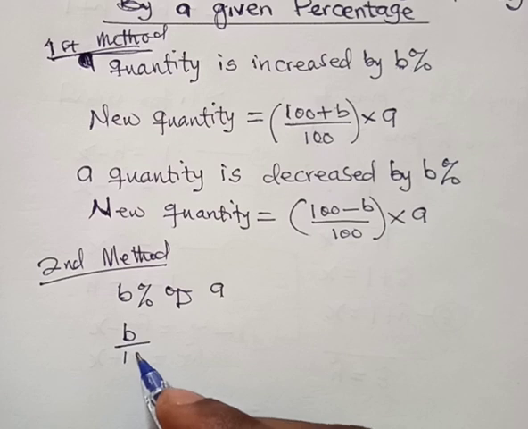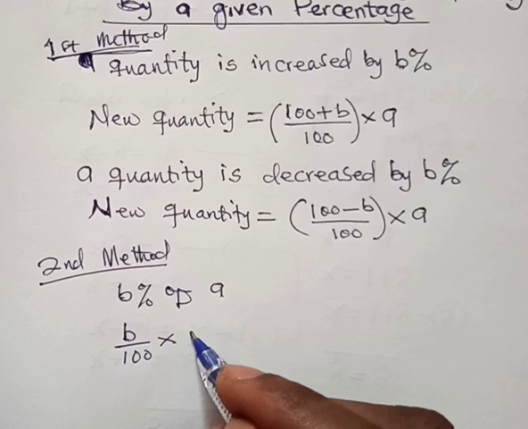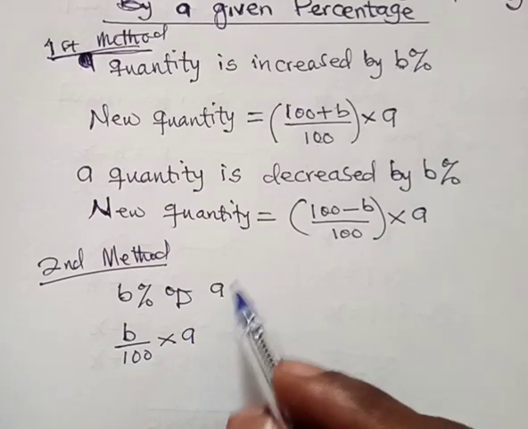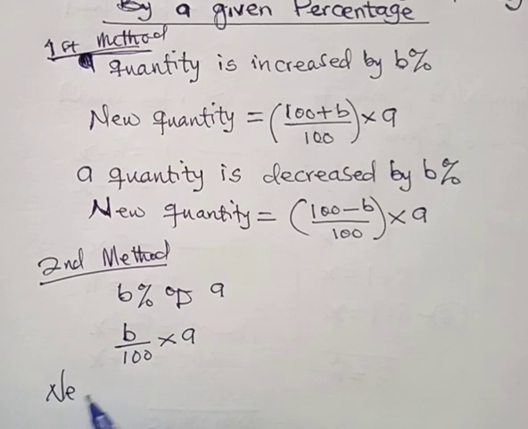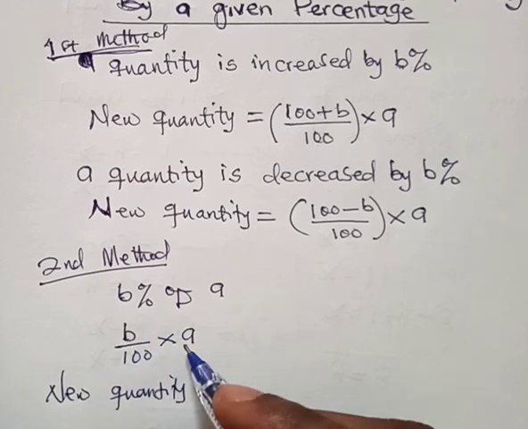So that will be B divided by 100 times the A, which is the original quantity. This is what you get. Now, whatever value you get, you add it to the original quantity. So after finding the percentage of the original quantity, whatever I get, I will add it to the original quantity. So here my new value or quantity then becomes this, because I'm going to add whatever value here.